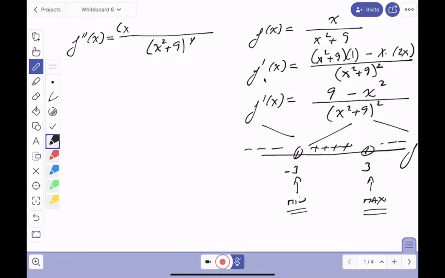Bring the bottom to the top, leave it alone. And that's x squared plus 9 squared times the derivative of the top, which is minus 2x, minus the top, which is 9 minus x squared, times the derivative of the bottom. And that's going to be 2 times x squared plus 9 times 2x. All right, I'm going to get busy factoring it.